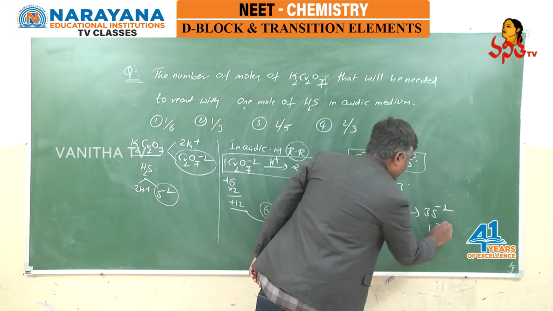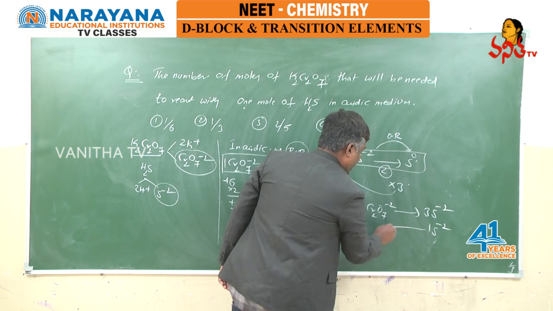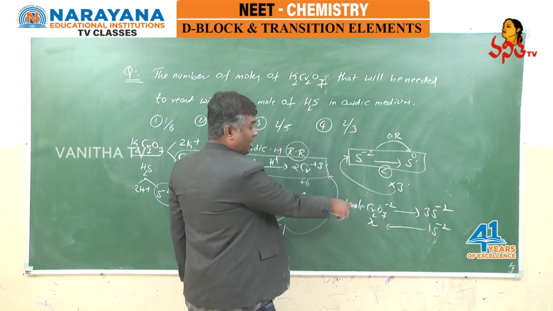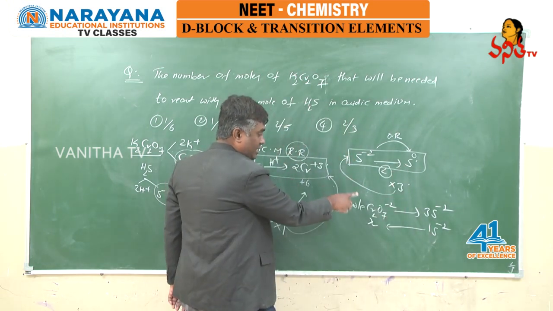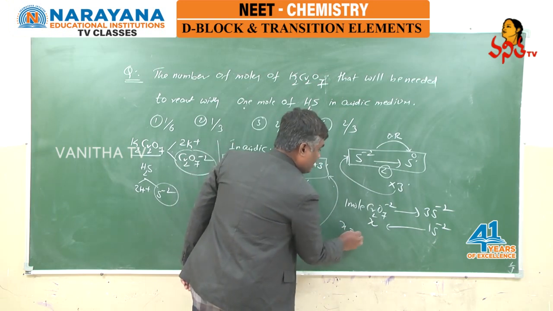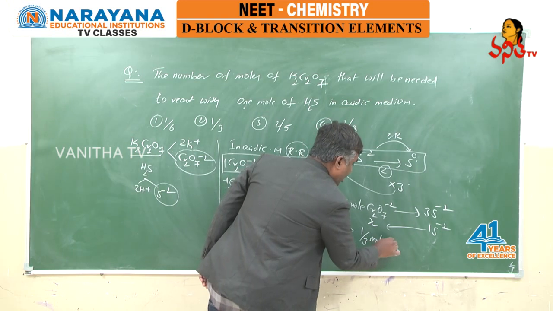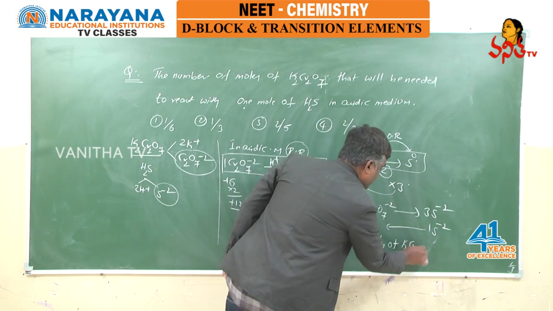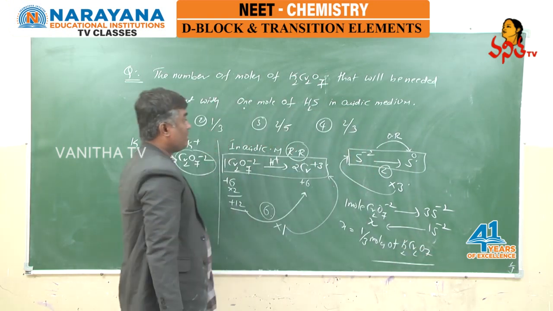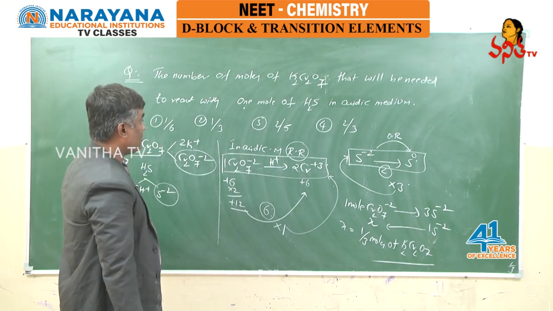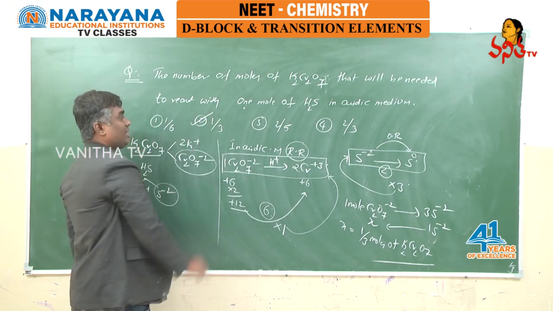So for 1 mole of H2S, or S minus 2, we need how many moles of K2Cr2O7, or you can say Cr2O7 minus 2? Now X is equal to 1 into 1 by 3 moles of K2Cr2O7 we need. So 1 by 3 moles of K2Cr2O7 means it will be the second option.